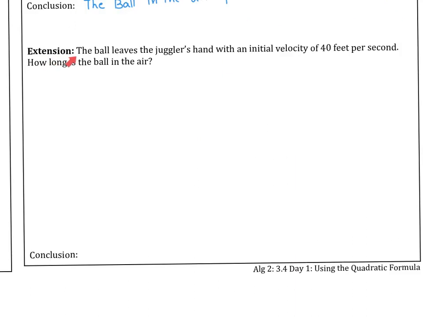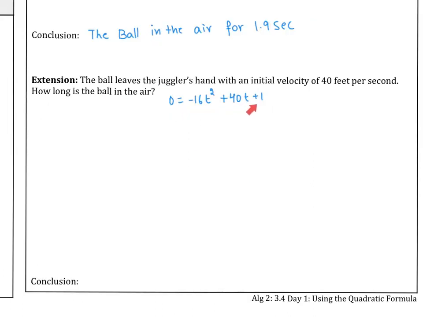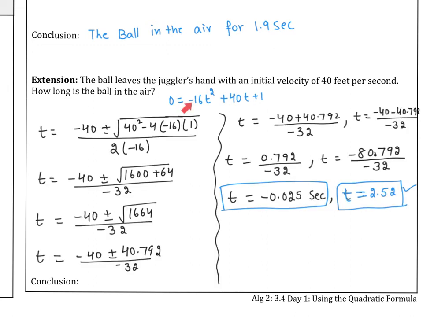Now we are going to do an extension of the above example. The ball leaves the juggler's hand with an initial velocity of 40 feet per second. How long is the ball in the air? We are going to use the same equation as above. In the above example, you had negative 16t squared plus 30t plus 1 equals 0 when the initial velocity was 30. In this case, the initial velocity is 40, so instead of 30, we're going to use 40. Now we're going to solve this equation and find the t value. So a is negative 16, b is 40, and c is 1.